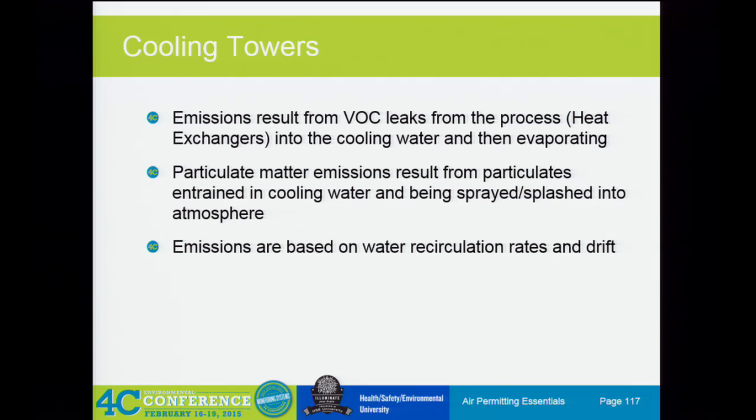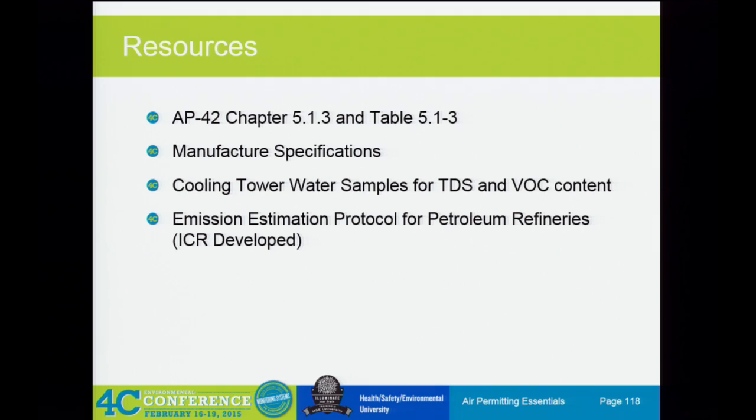So that's the source of the VOC and the PM. Emission rates are based off of AP42 factors, or there are other ways to calculate PM. It's mainly factors. And the main driver of that is going to be your flow rate, your circulation rate in your cooling tower.